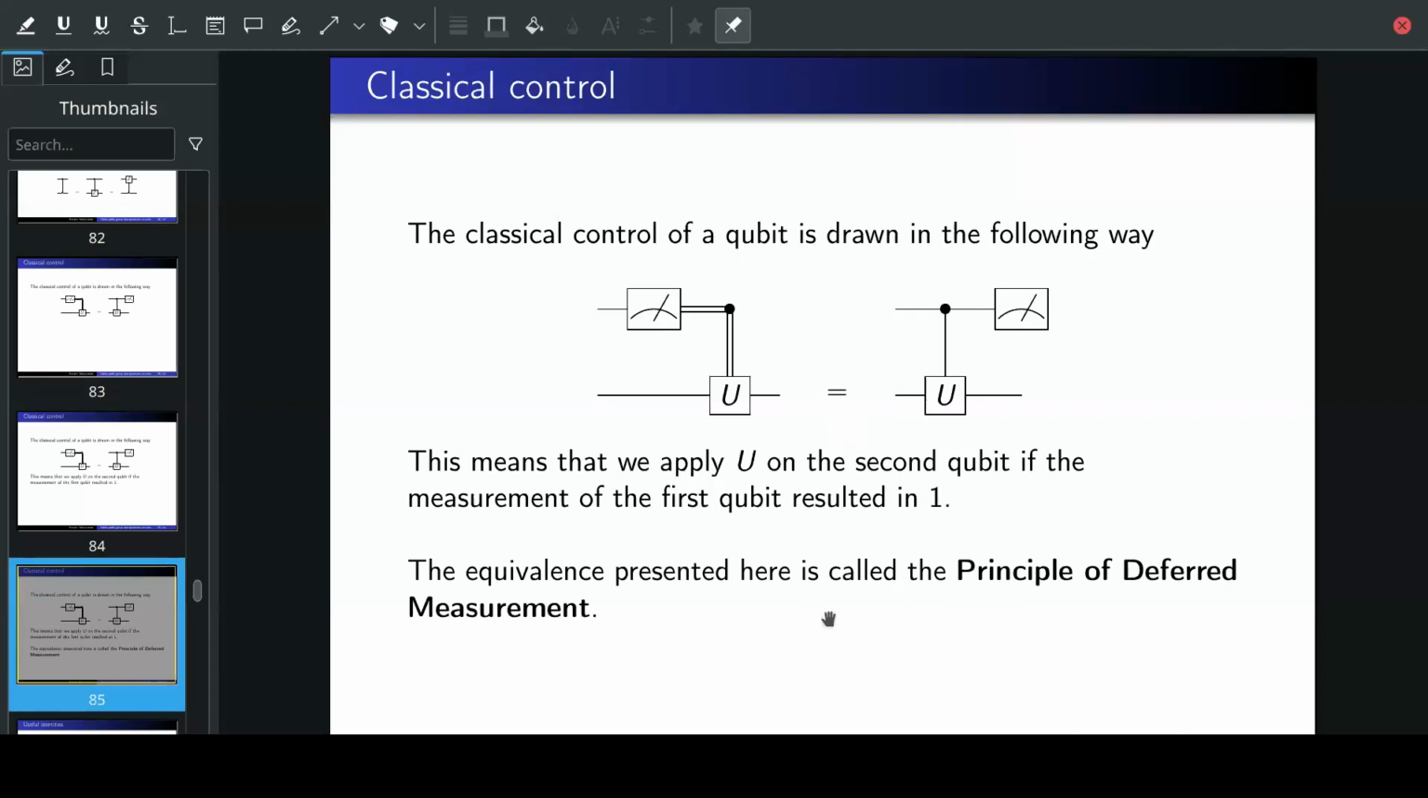This means that we can postpone the measurements to the end of the circuit. And it helps to analyze some hard algorithms and quantum protocols. Okay, I think I'll stop here this part of my lectures, and if there are any questions, I would be glad to answer.